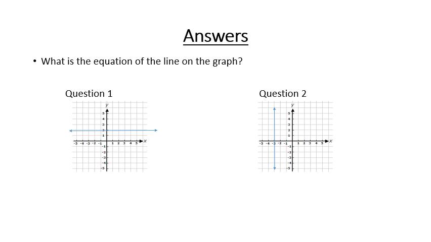Okay, so let's see how you went. In our first diagram, it's a horizontal line, so we know it's going to be y equals, it passes through 2, therefore it's y equals 2. In our next question, it's a vertical line, so we know it's going to be x equals, and it passes through -3, so therefore it's x equals -3.